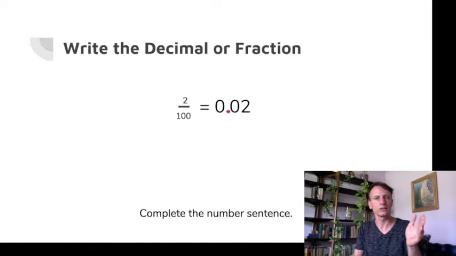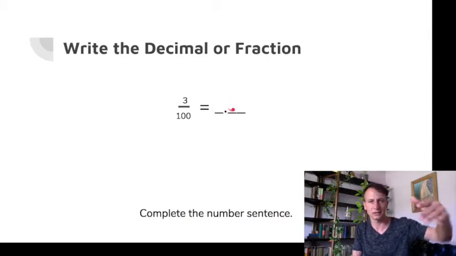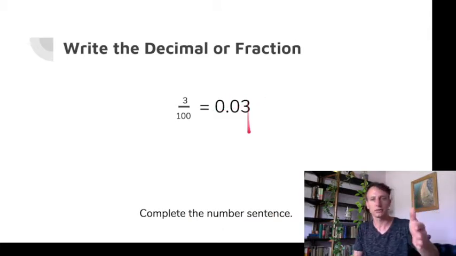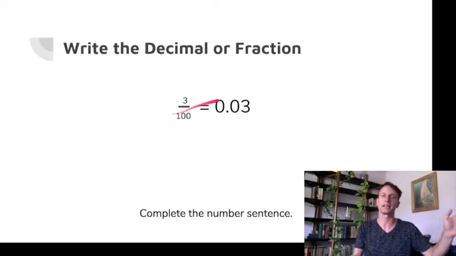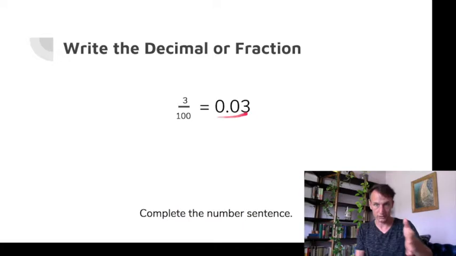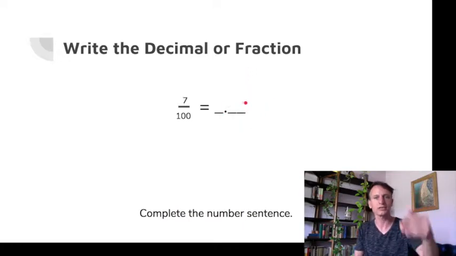0.02. Read the number. 2, what place are we in? Hundredths. Beautiful. That's how you read that as a math number. 2 hundredths. Same as a fraction. 3 hundredths equals, good, you're going to get to this now, 0.03. 3 in the hundredths place, read this as 3 hundredths. What's the number? 3. Where am I? Hundredths place.